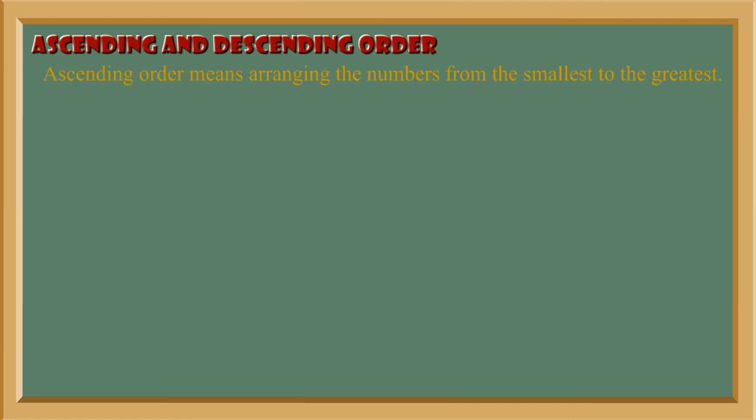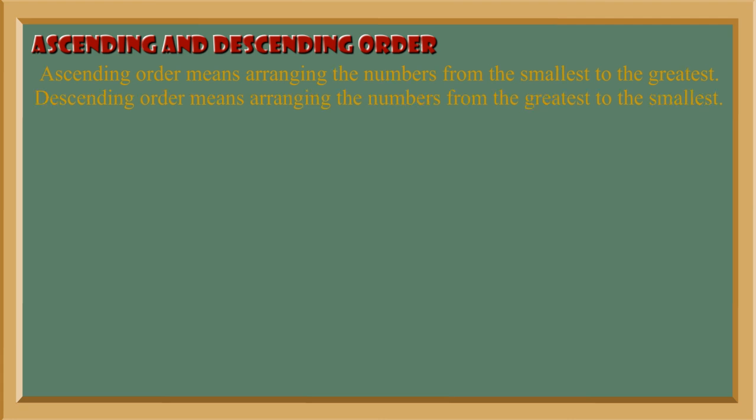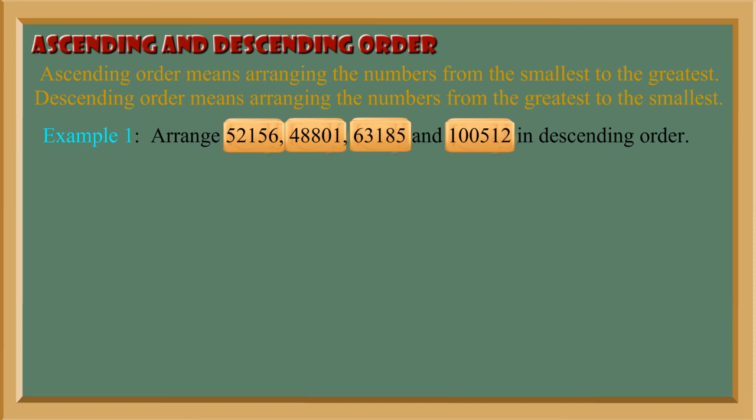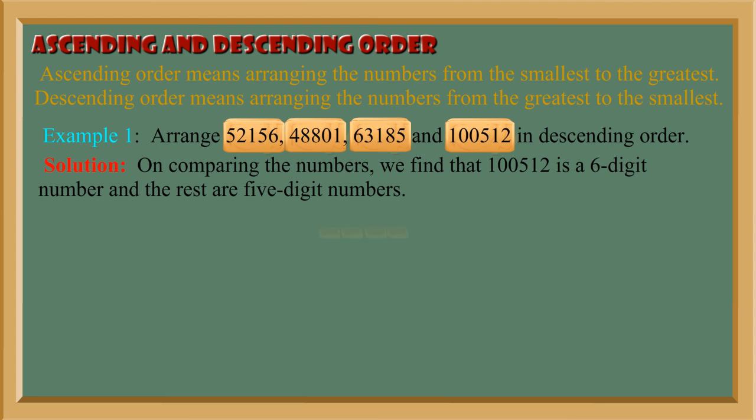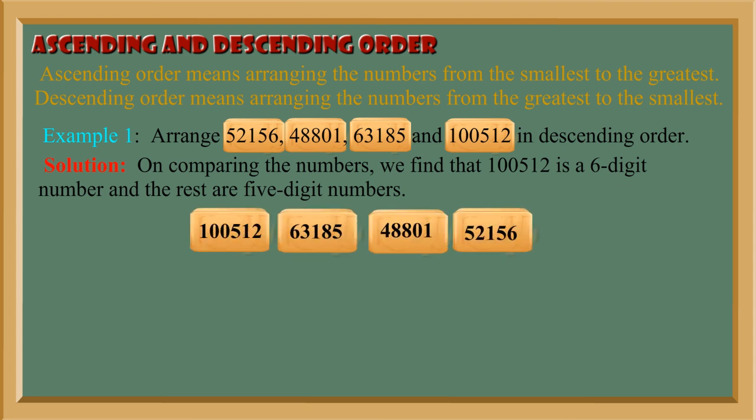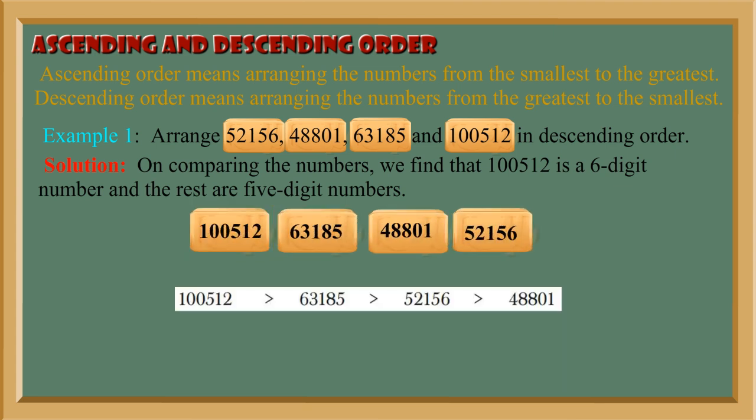Ascending and descending order. Ascending order means arranging the numbers from the smallest to the greatest. Descending order means arranging the numbers from the greatest to the smallest. Example 1. Arrange 52156, 48801, 63185 and 100512 in descending order. Solution. On comparing the numbers, we find that 100512 is a 6-digit number and the rest are 5-digit numbers.